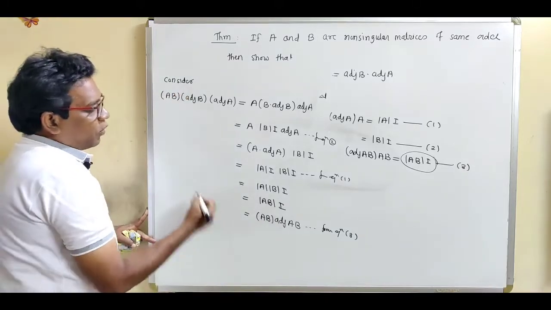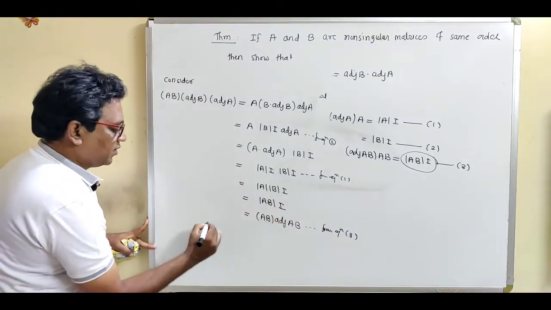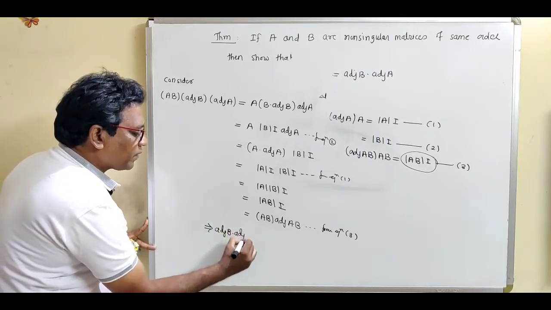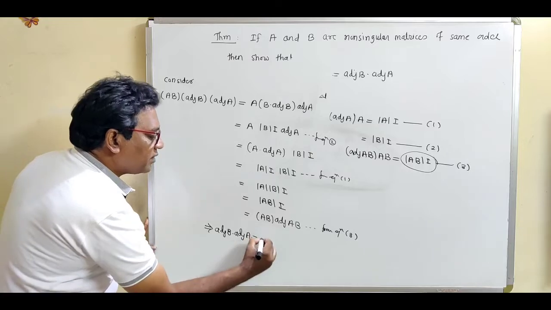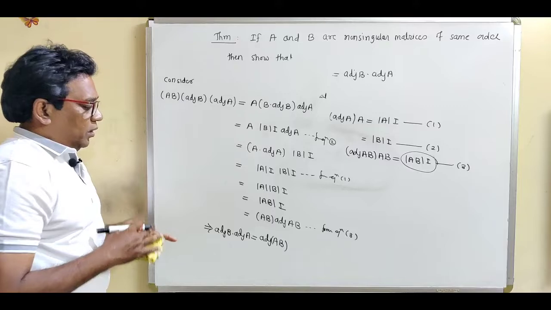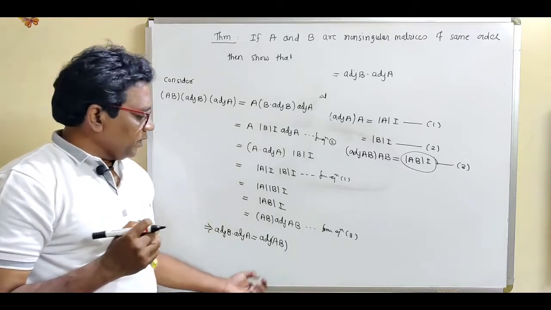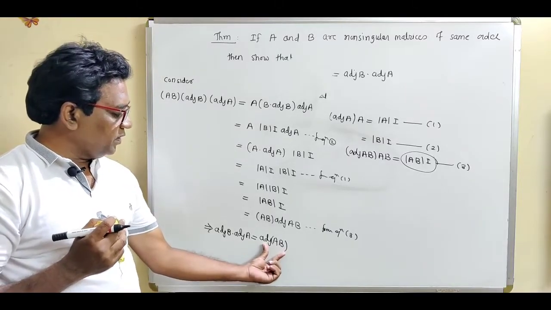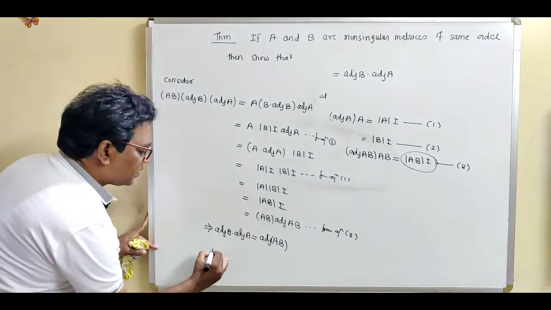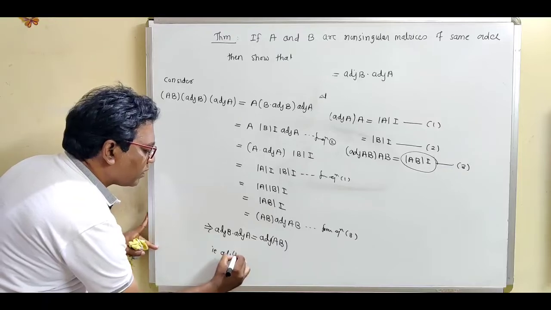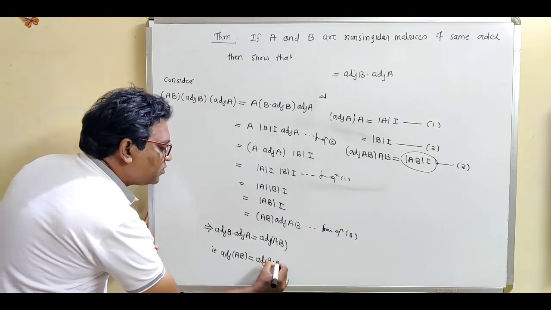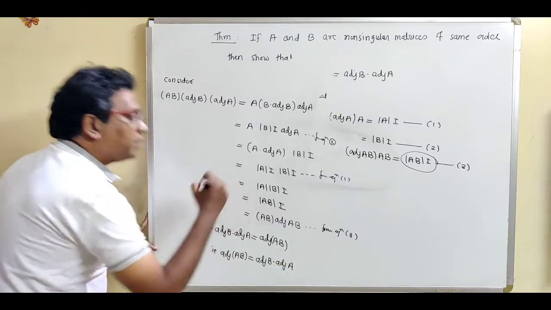So AB from left hand side and right hand side get cancelled. So what is the remaining term? We have shown that adjoint of B into adjoint of A, this is same as adjoint of matrix AB. So that's what we want to show. Show that adjoint of AB, this is same as adjoint of B into adjoint of A. So right here, that is adjoint of AB, this is adjoint of B into adjoint of A.